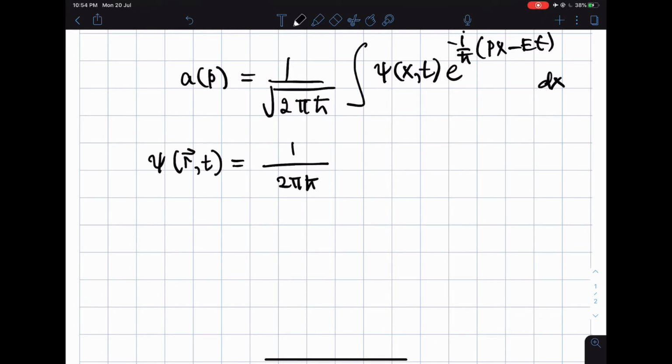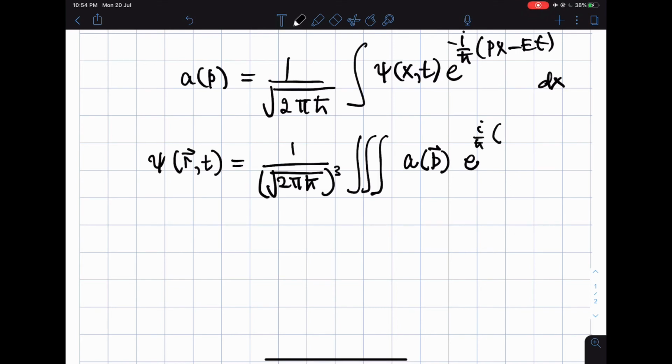So there will be a Fourier transform for every direction, so there would be a cube here, and then there will be three integrals, and we'll have A of p, but now p is a three-momentum, and then we have e to the power i by h bar, and now inside the exponential argument we'll have vectors dotted, and then this will be a volume integral in momentum space.